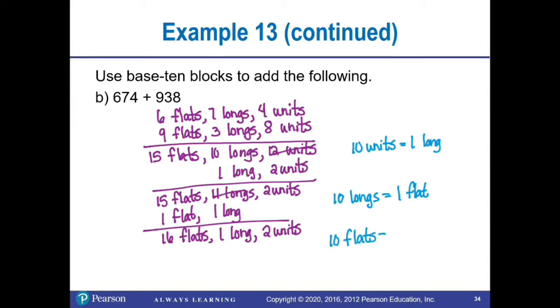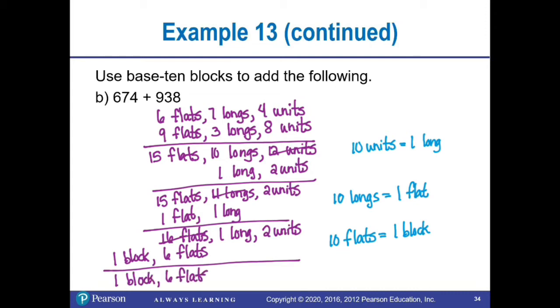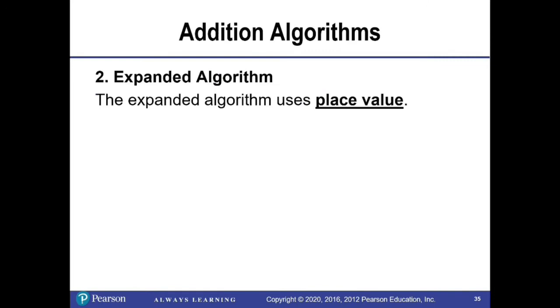Finally, remember that 10 flats is a block. So I exchange 16 flats for 1 block and 6 flats. This gives us 1 block, 6 flats, 1 long, and 2 units. The block represents the thousands place, so we have 1,000. The flats represent the hundreds place, we have 600. The long represents the tens place, so that would be 10. And then the 2, the units, represent the ones place. So we have 1,612.